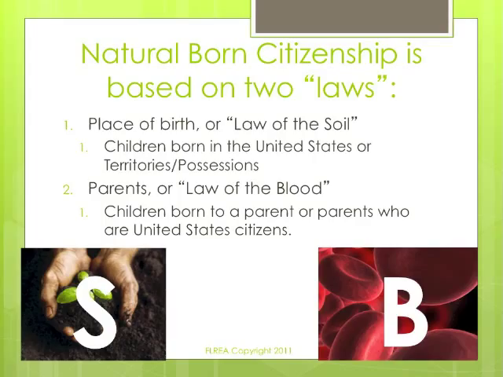Natural-born citizenship is based on two laws. The first is based on the place of birth, or the law of the soil. Children born in the United States or territories or possessions of the United States are automatically natural-born citizens. The second law is the law of the blood, which is based on the parents. That is, that children born to a parent or parents who are United States citizens are automatically natural-born citizens.